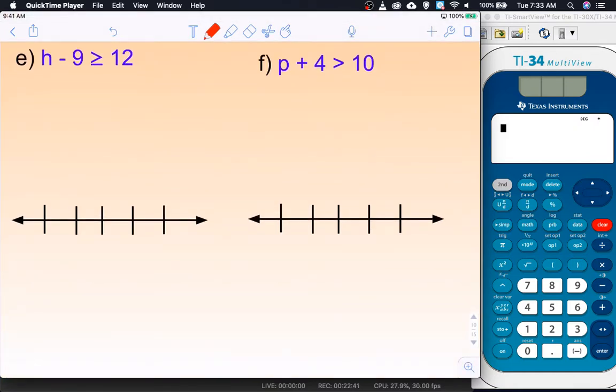Okay, here are 2 for you to try. Go ahead and pause the video, take a couple minutes, and do them right. When you're ready to continue, hit play, and we'll go through it together.